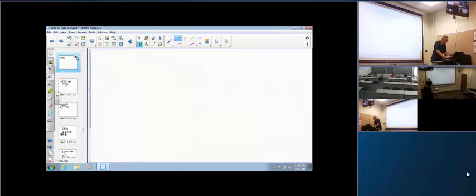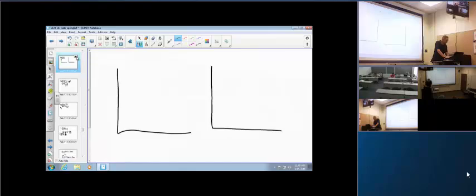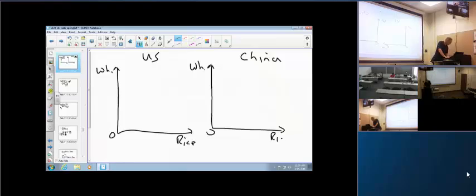to draw these models. And this should look very familiar to you based on our other models. Let's do the U.S., let's do China. Let's do wheat up here and rice down here, wheat up there and rice here. And what we will find is that the U.S. has that, and China looks something like that.